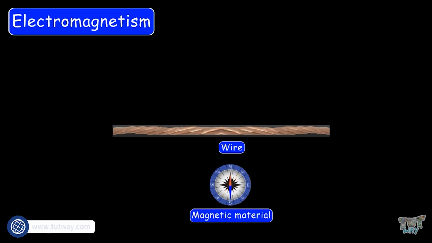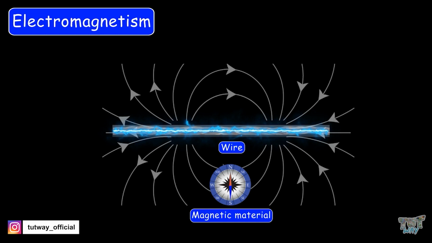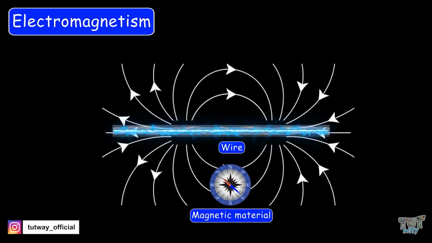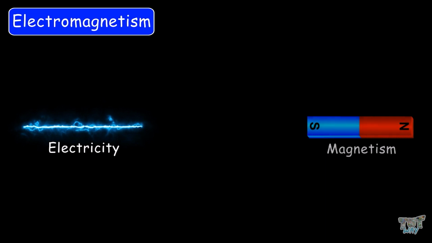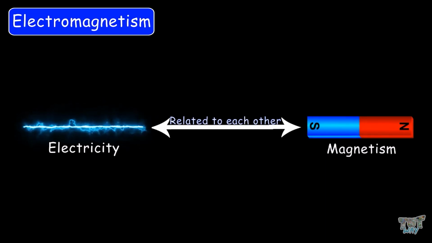So Ørsted discovered that an electric current creates a strong magnetic field. This strong magnetic field was able to attract the nearby magnetic materials. So we concluded that electricity and magnetism are related to each other.